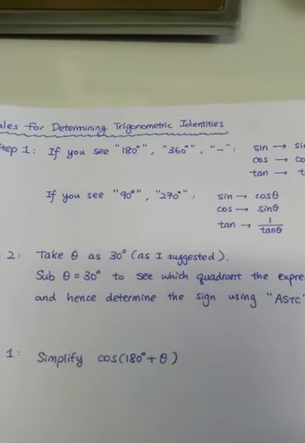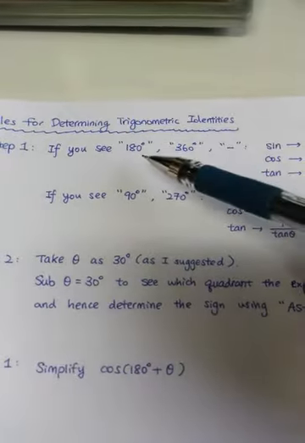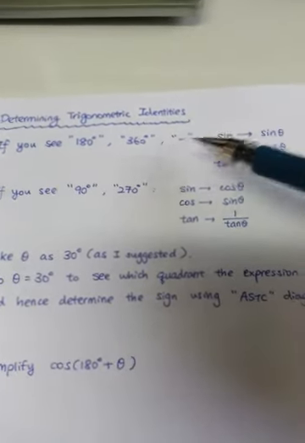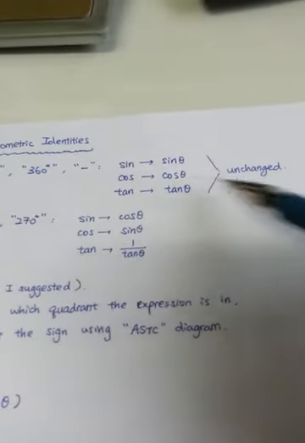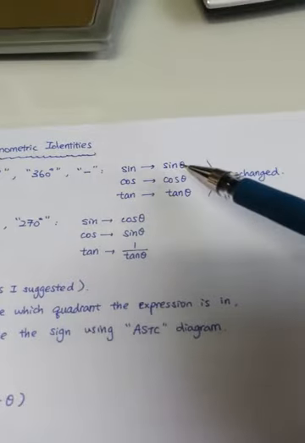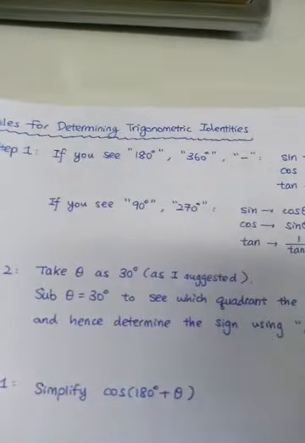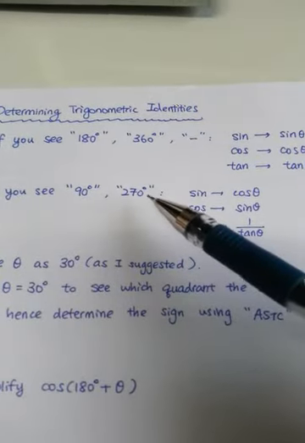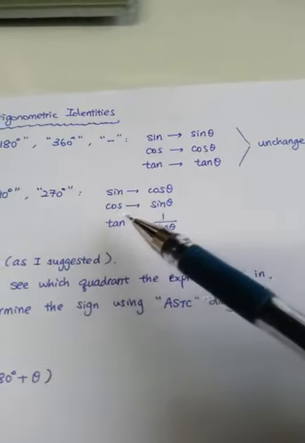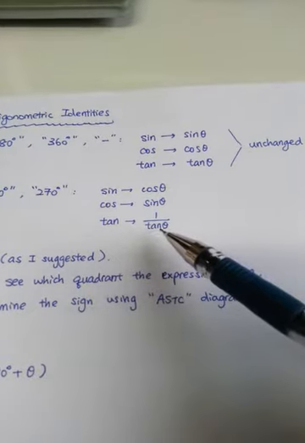Okay, so you are going to remember the rules. When you see 180 degree, 360 degree minus sine, then unchanged. Unchanged means sine becomes sine, cosine becomes cosine, tangent becomes tangent. If you see 90 degree, 270 degree, sine becomes cosine, cosine becomes sine, tangent becomes 1 over tangent.